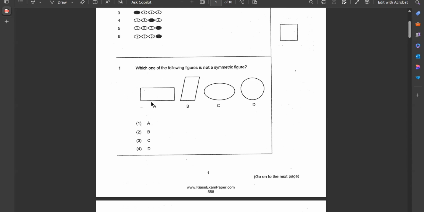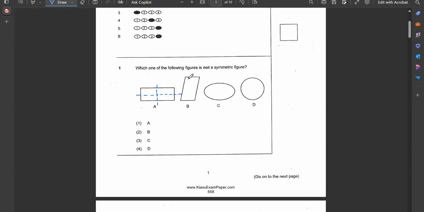Okay, so let's look at option A. Option A is a rectangle, as we all can tell. So a rectangle is a regular shape that definitely has a line of symmetry, because I can cut it this way. Definitely this will be a line of symmetry, or you can even cut it this way. Okay, so there are a few options for option A. So A is out. I want something that is not a symmetric figure.